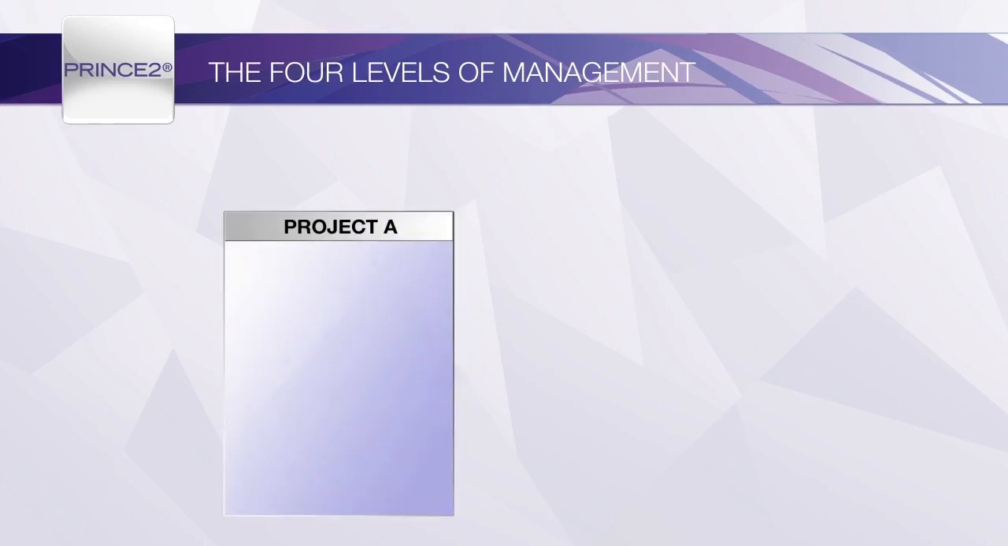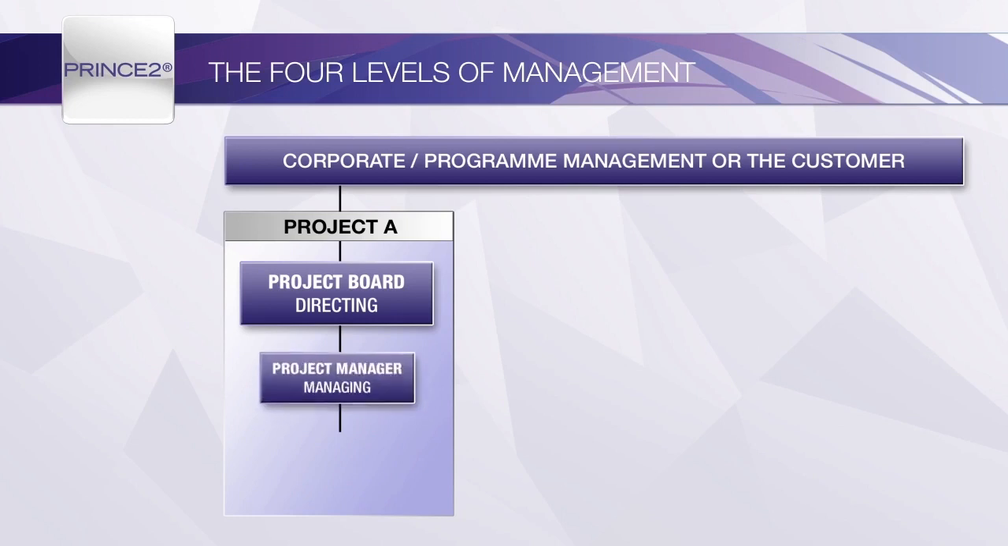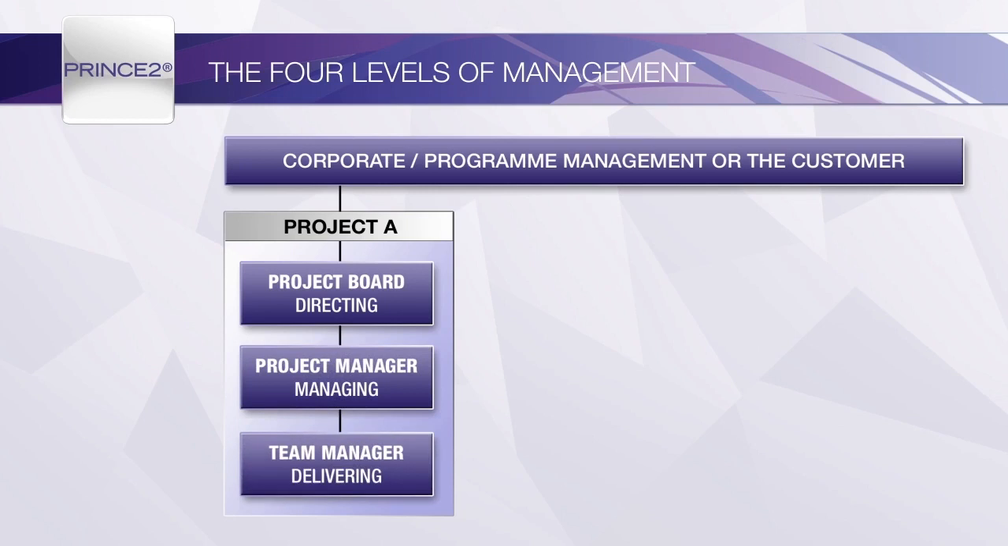The overall organisational levels recognised by PRINCE2 are corporate or programme management, the project board, who are the directing level within the project management team, the project manager, who is the managing level on the project management team, and the team manager, who is the delivering level.